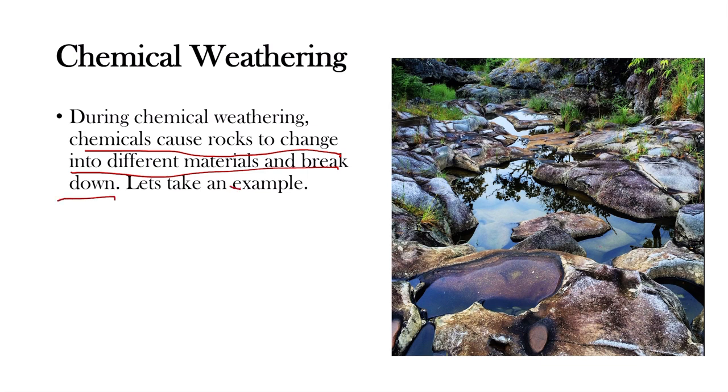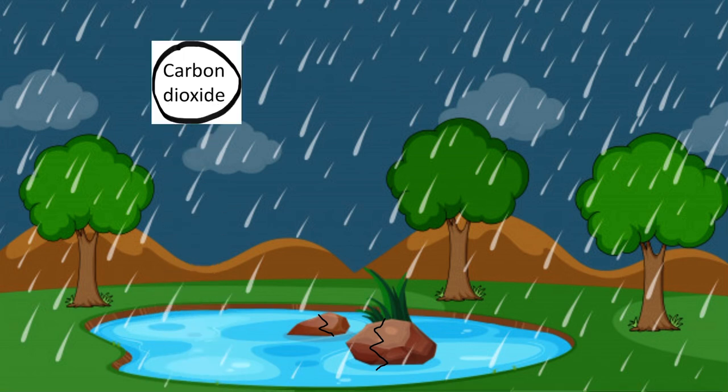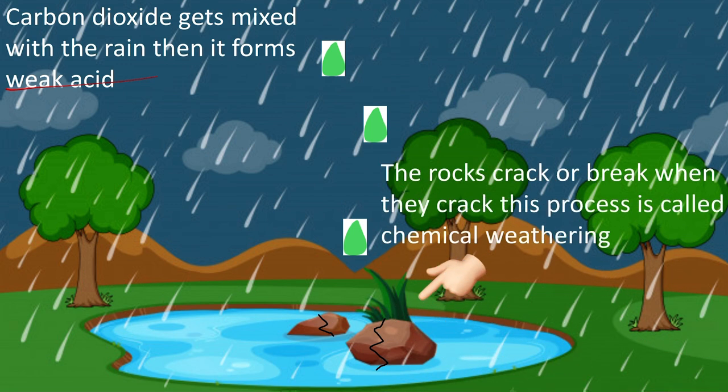So let's take a little bit of an example. For example, it's raining. And then carbon dioxide gets mixed with the rain, and then what does it do? It forms weak acid. Then once the weak acid falls, the rocks crack, and when these rocks crack, this is the process called chemical weathering. I hope you understood chemical weathering.